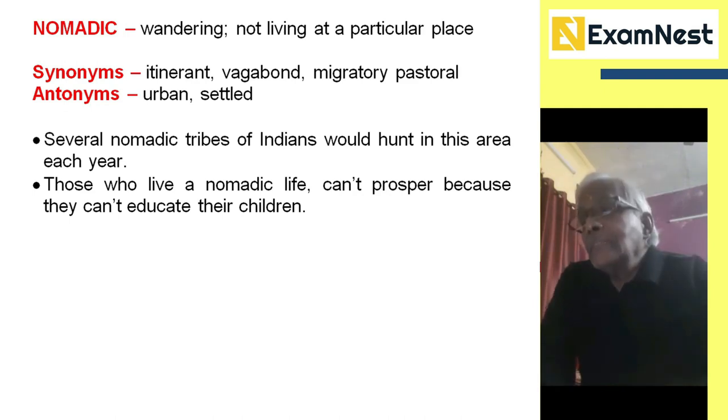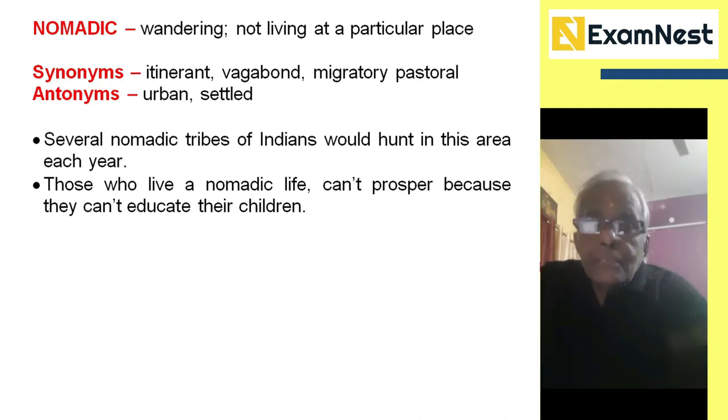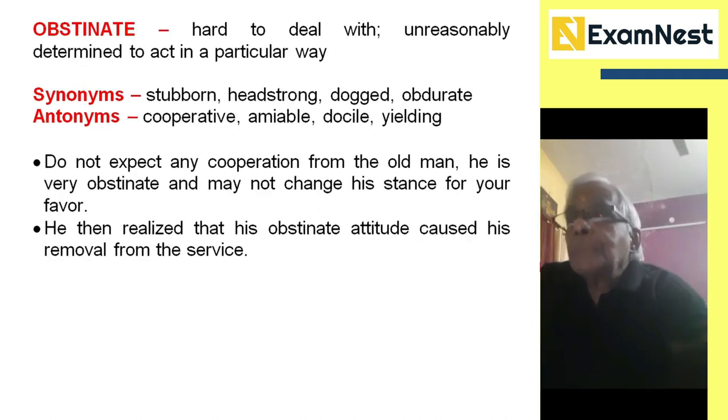The antonym for nomadic would be settled. A settled life would be an immobile life, a stationary life. You're settled at one place. It's an urban life. Obstinate. An obstinate person is a person hard to deal with, unreasonably determined to act in a particular way.